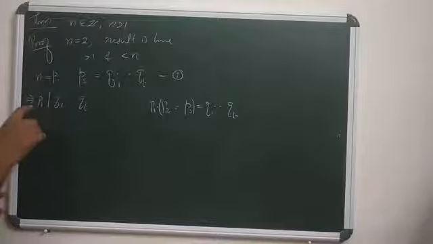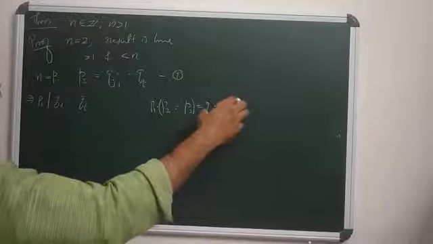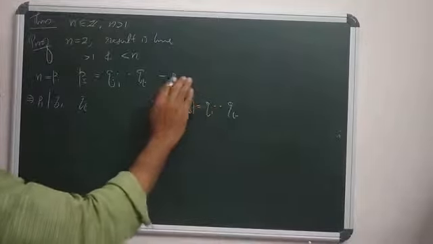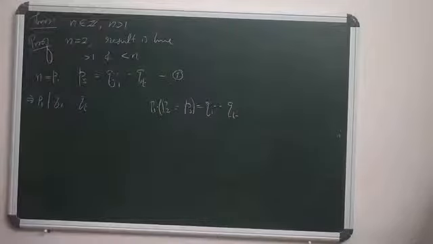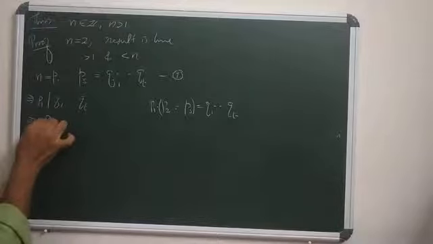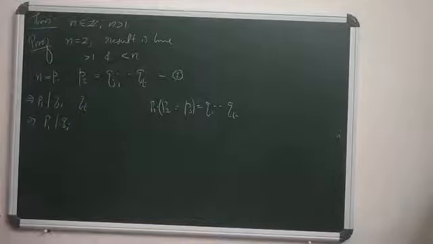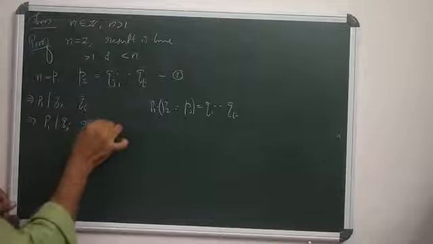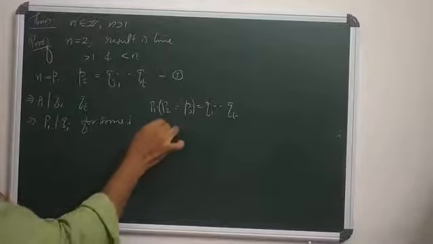Agreed. So p1 into p2 into etc. ps equals q1 into etc. into qt means this q1 into etc. into qt can be expressed as a multiple of p1. That means p1 must divide q1 etc. qt, which means p1 must divide this qi for some i. That's immediate. Okay. In particular, this p1 divides q1.